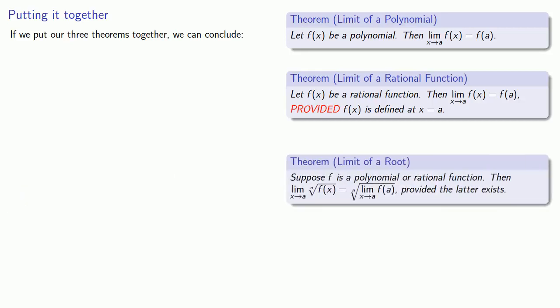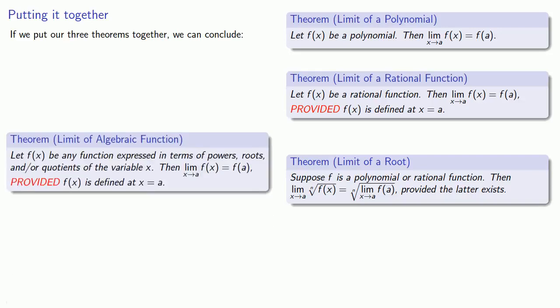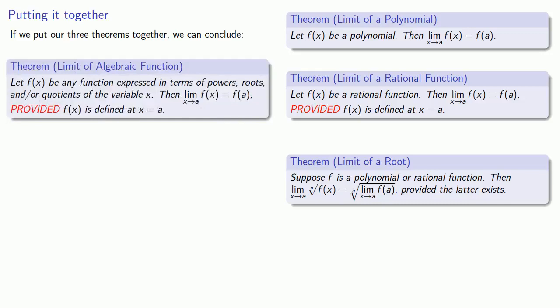Now, any function that we can find by taking a polynomial and forming a quotient or a root of that polynomial is called an algebraic function, and so these theorems together say that if I have an algebraic function, if it's a function that can be expressed in terms of powers, roots, and/or quotients of the variable x, then our limit is just going to be the function value, provided that the function is actually defined at that point.